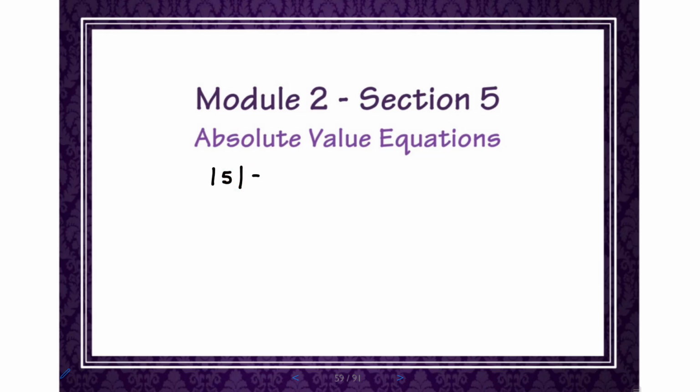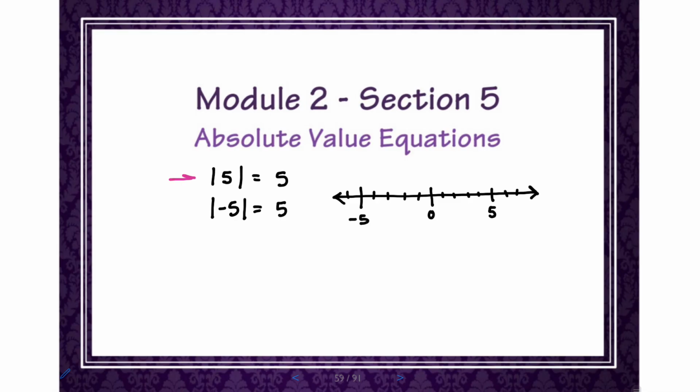And that is 5, right? Absolute value of negative 5 means how far away from 0 is negative 5? And that's also 5. Okay, so this first one, absolute value of 5, is clear out here. And because it is 5 units away from 0, that's what it means.